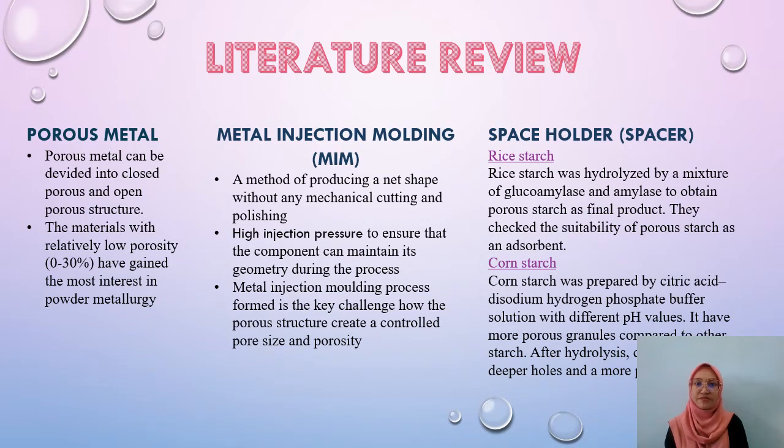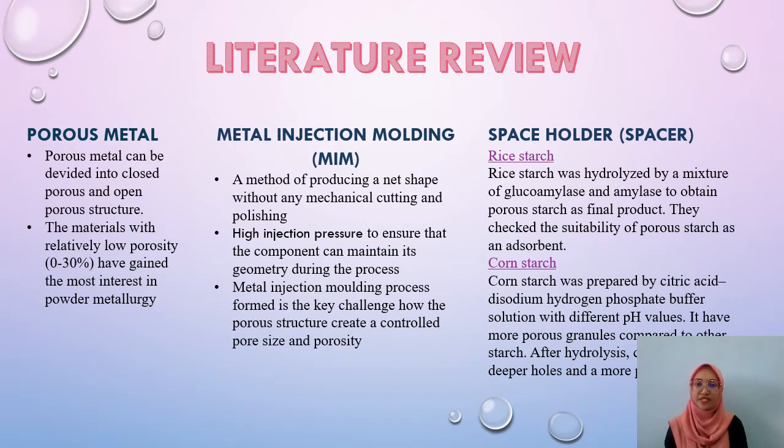Next is metal injection molding (MIM). Metal injection molding is a method producing a net shape without any mechanical cutting and polishing. It uses a high injection pressure to ensure that the component can maintain the geometry during the process. In metal injection molding, the process for forming pores is the key challenge: how the porous structure creates a controlled pore size and porosity.